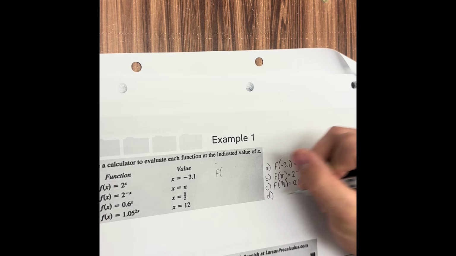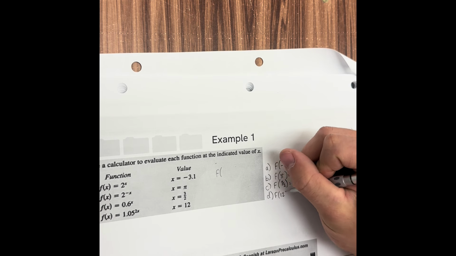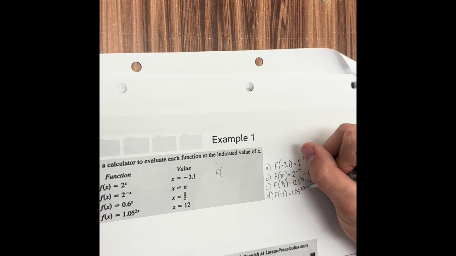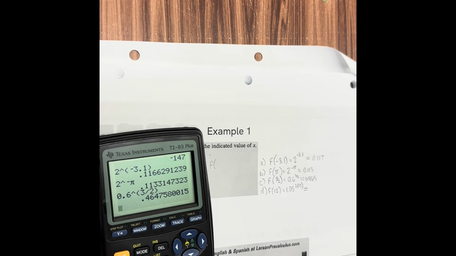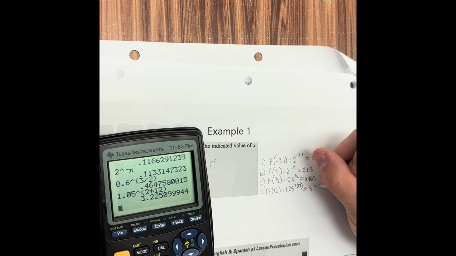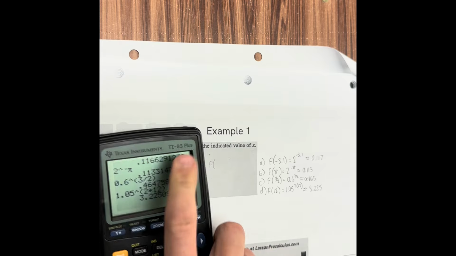Letter D, f of 12 equals 1.05 to the power of 2 times 12. All right, again, this is going to be something where we are going to want to type this into our calculator with parentheses, or if you don't want to type it in with parentheses, you could do 1.05 to the power of 24. That is 2 times 12. So 1.05 to the power, and then parentheses 2 times 12. We get approximately 3.225. Example 1, all done.